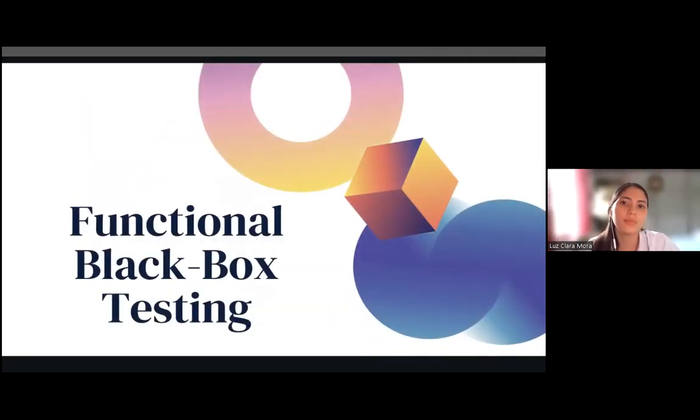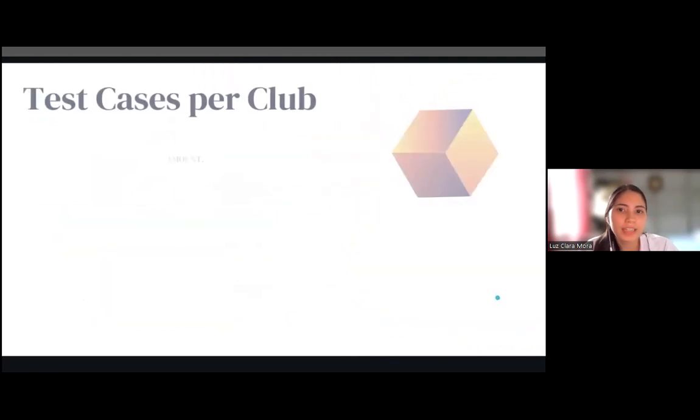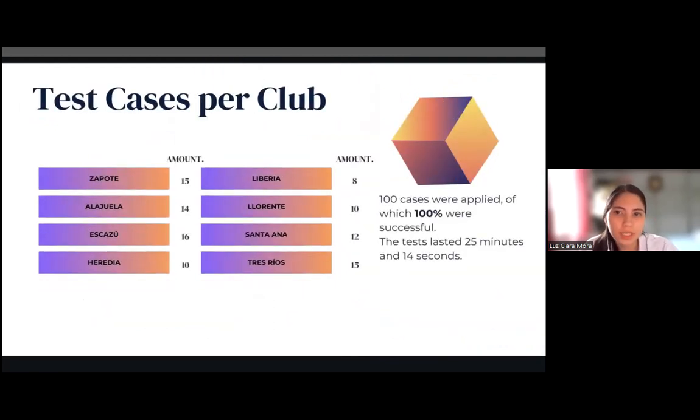Now I'm going to talk about functional black box testing. We decided to apply black box testing because we don't have access to the website code. And the test cases were created with pairwise combination. For this pairwise combination, we needed to select different variables like clubs, categories, and countries. For countries, we selected a unique country, Costa Rica. And for clubs, we selected all of them.